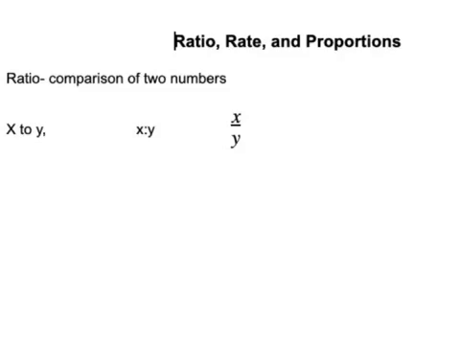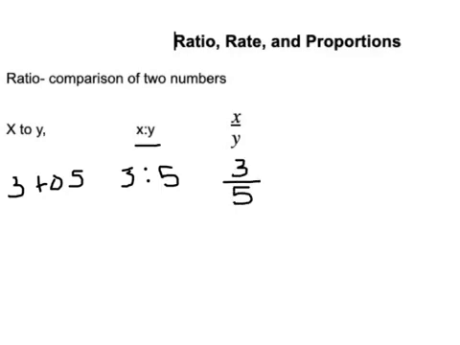First of all, we can show a ratio by using the word "to." So if we have 3 tablespoons of sugar to every 5 tablespoons of butter, we just use the word "to." We could use a colon, so 3:5, or we can use a fraction, so 3 for every 5.